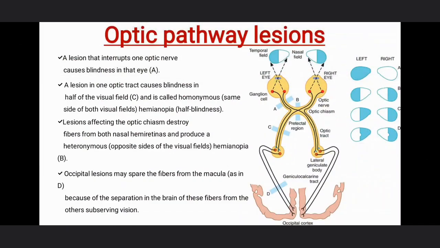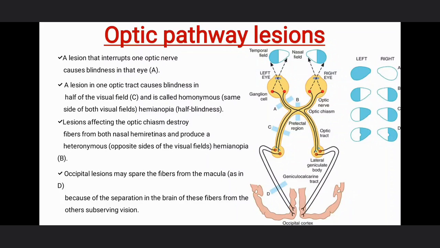Here you can see lesions of the optic pathway. A lesion that interrupts the optic nerve causes complete blindness of that particular eye. And A in the picture you can see on the right side of your pathway. Lesion of the optic tract, C, causes blindness of half of the visual field, and it is called homonymous, meaning same side of both visual fields. And hemianopia is nothing but half blindness.